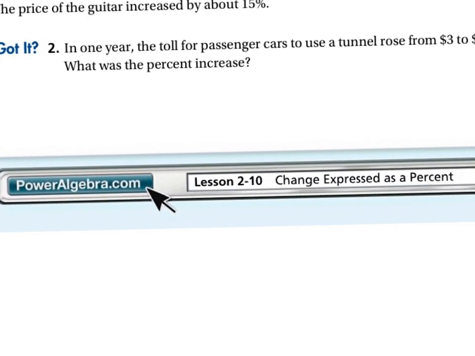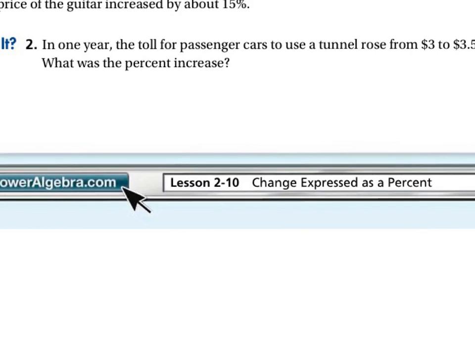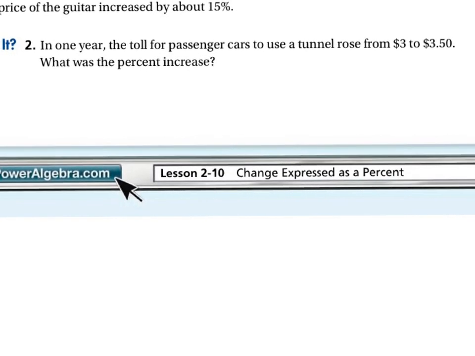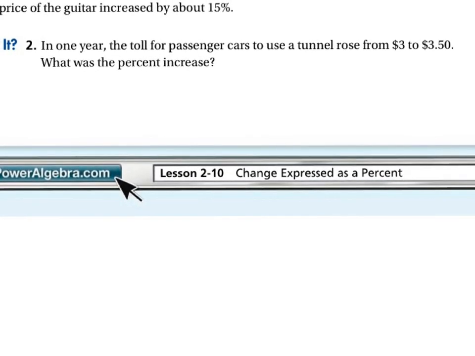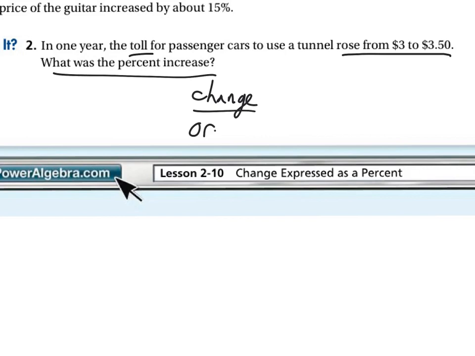In 1 year, the toll for passenger cars to use a tunnel rose from $3 to $3.50. What was the percent increase? So again, we'll do the change divided by the original price. You need to make sure that you know this formula. You won't be given that on a test.